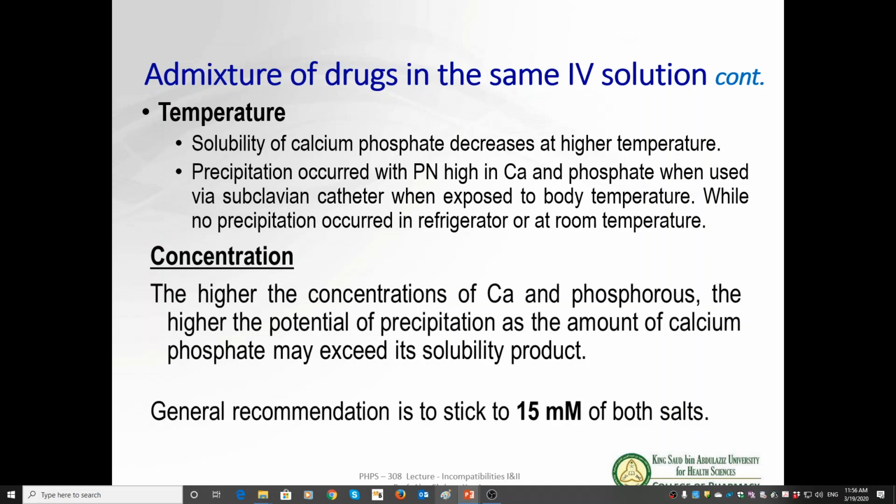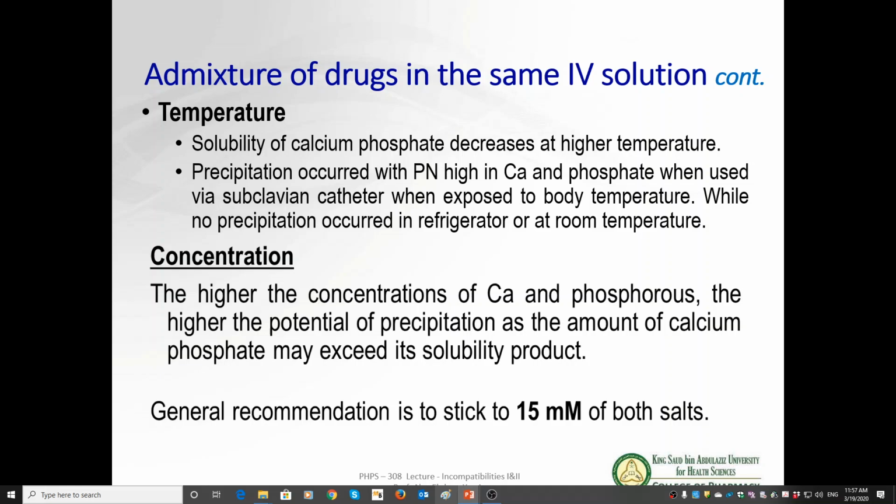Precipitation occurred with parenteral nutrition high in calcium and phosphate when used via subclavian catheter. Yeah, this is very interesting. You know, the subclavian catheter is usually attached at the chest, in the subclavian vein. And they found that patients taking this in the subclavian suffered some embolism due to precipitation of insoluble calcium phosphate.